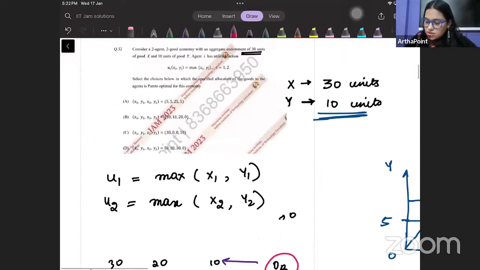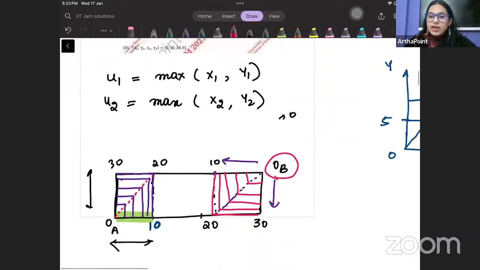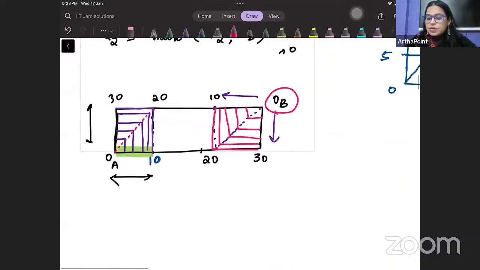Now, what is the question asking you? The question is asking you: the aggregate endowment is given, select the choices which are Pareto optimal. So you have to tell which points are Pareto optimal in this economy. So we have done 3 ways to find Pareto optimality, out of which the first way tells you that you will hold the IC of one individual constant.